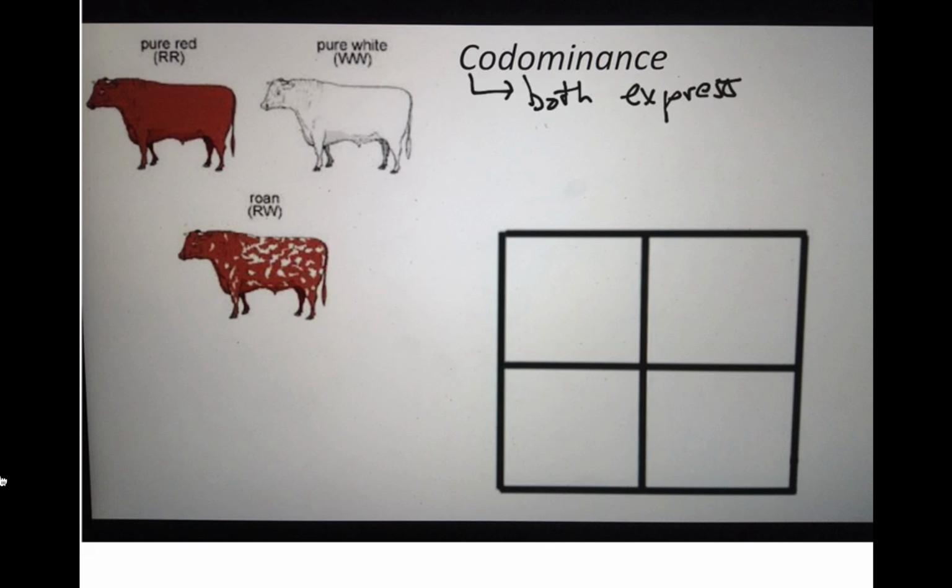Even though, in this case with cows, red is dominant and so is white, sometimes what you get when you breed them is this mix called a roan cow, which is red and white.